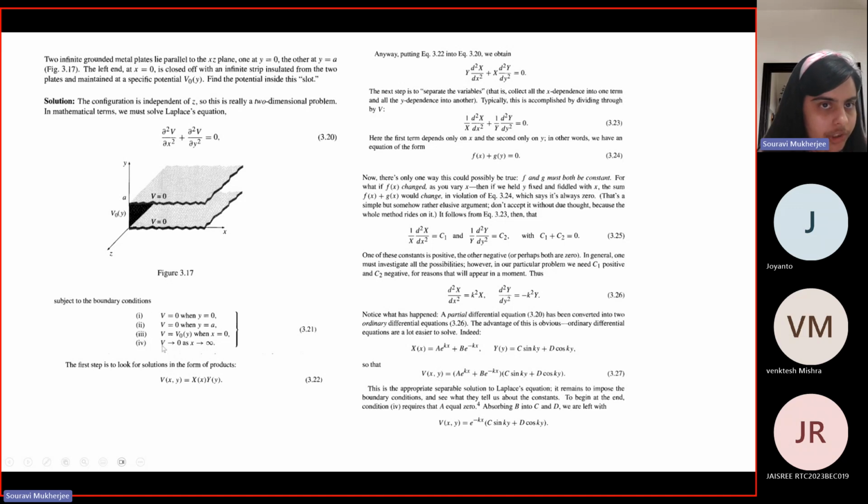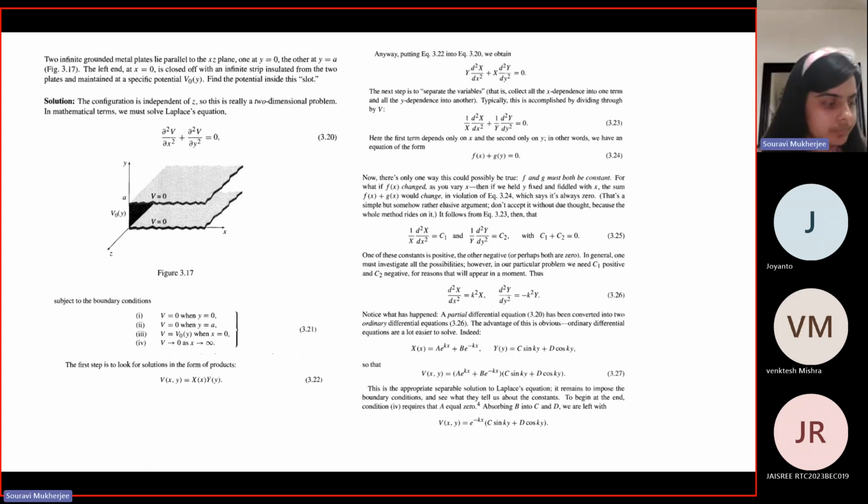Now, based on these boundary conditions, we want to solve the Laplace equation, which will give us the potential somewhere inside the slot. Because your potential is now a function of x and y, we first try to write the potential as a product of two independent functions. So V is equal to X times Y, where X is a function of x, and capital Y is a function of y. Now if we place this form of potential in the Laplace equation, you would get something like this.